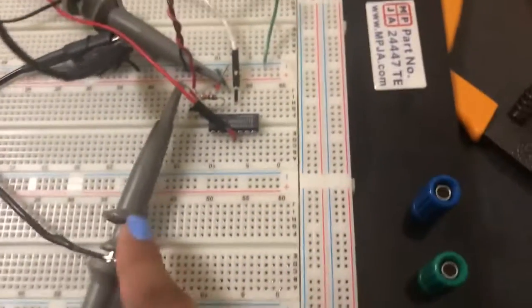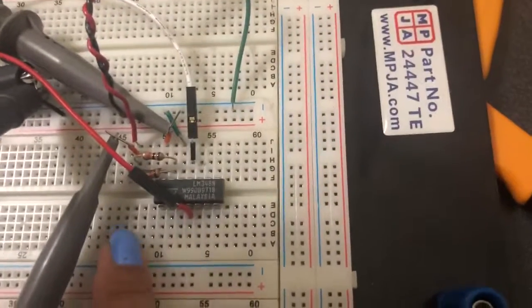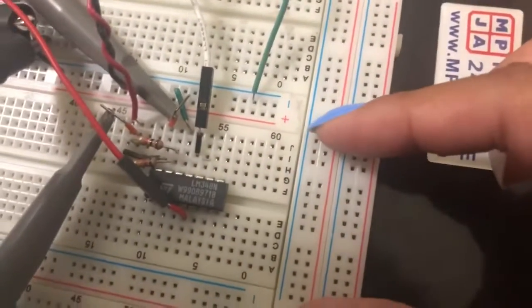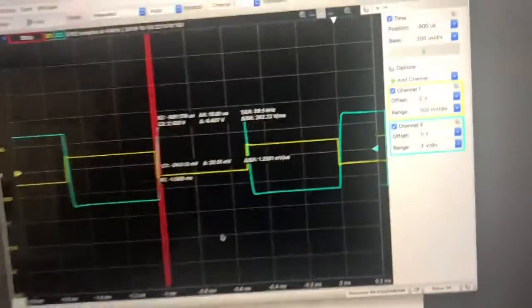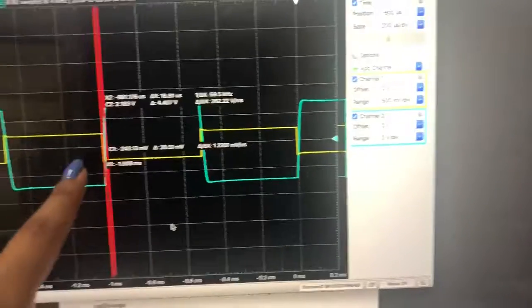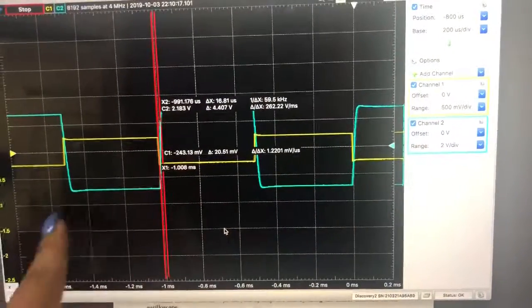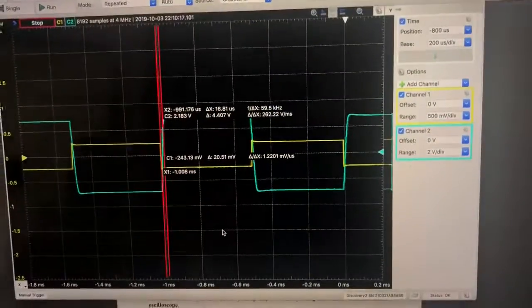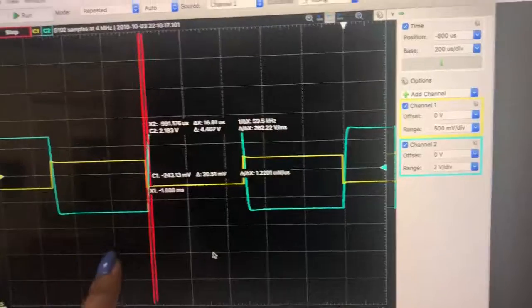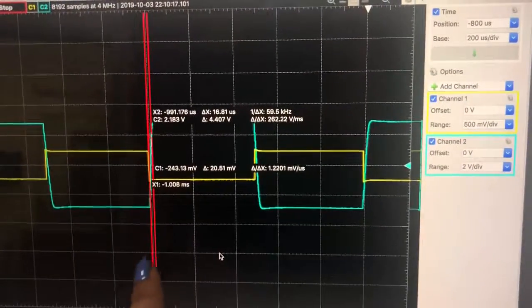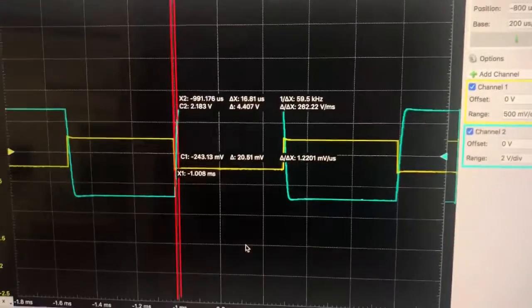Here we have channel 1 measuring the input signal, and channel 2 measuring the output signal of the inverting amplifier. If we look at our waveforms, we see that channel 1 is the input signal, and channel 2 shows the amplified square wave. So it is inverted and amplified, and the red cursor marks show our slew rate.